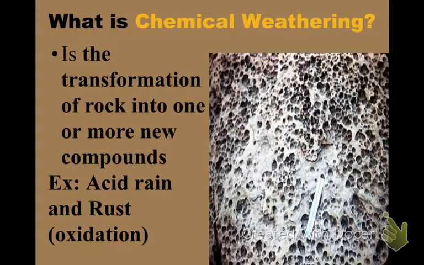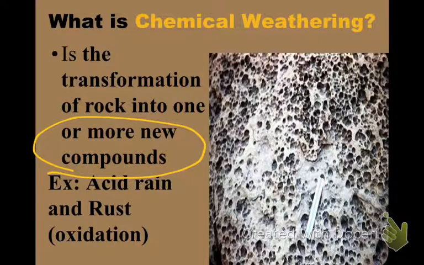Next, we're going to look at chemical weathering. The four types of weathering that we just looked at are all examples of physical or mechanical weathering. That was frost wedging, biological activity, unloading, and then abrasion. With chemical weathering, you actually change the rock's composition. So it's going to change into one or more new compounds.